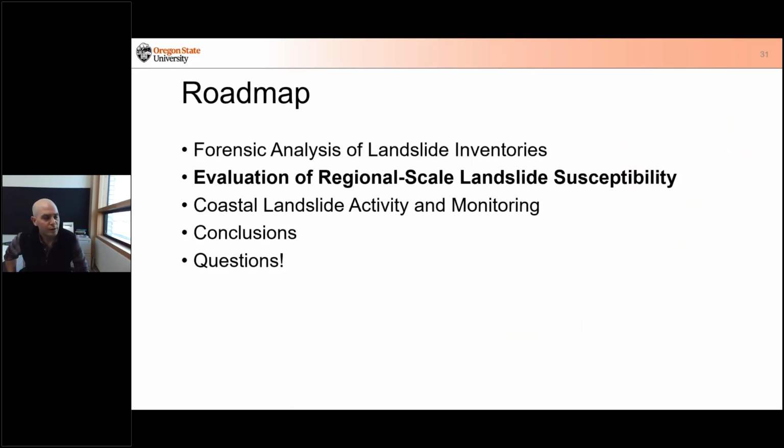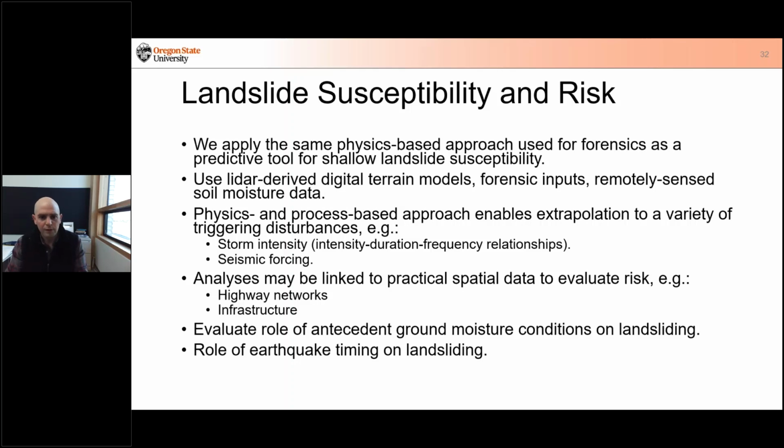Great. So we can use this information for susceptibility, as I said, and we do. We take the same approach, same physics-based approach, method of columns that we use for back analysis, and we apply it as a forward analysis now, not an inversion anymore, but a prediction. And we use it for shallow landslides because, frankly, deep-seated landslides are hard to predict. But in the end, it's also a useful test.